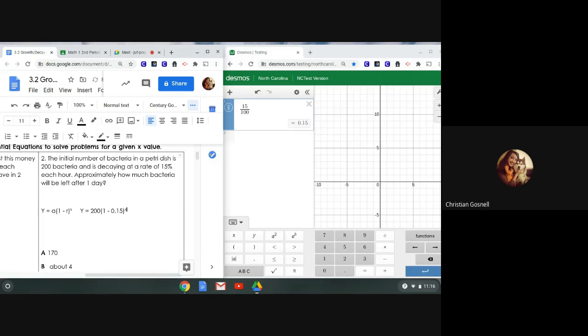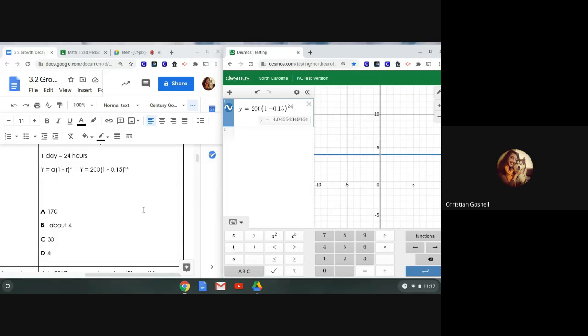And X, the power of X, is time. Now it does give me time. It says 1 day. But we're not going to use X as 1 because it's changing 15% each hour. So 1 day is the same thing as 24 hours. So this exponent here should be a 24. Now Desmos is a calculator, so all we have to do is type that in and it will evaluate that for us. And then again, to get the exponent, it's A to the power of B, and we want 24. So it would be 4.0465, etc.